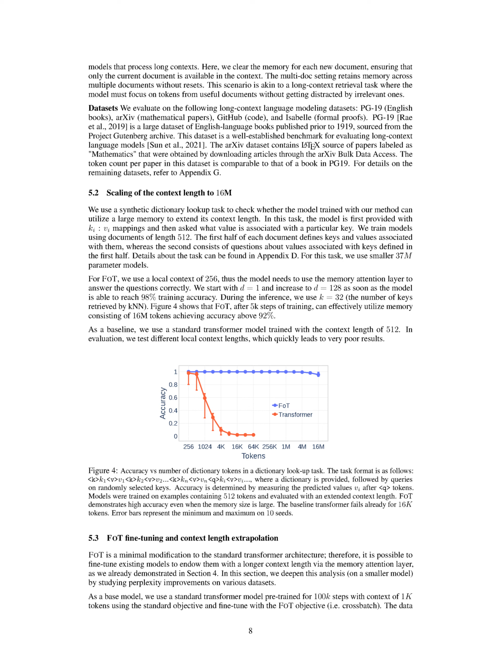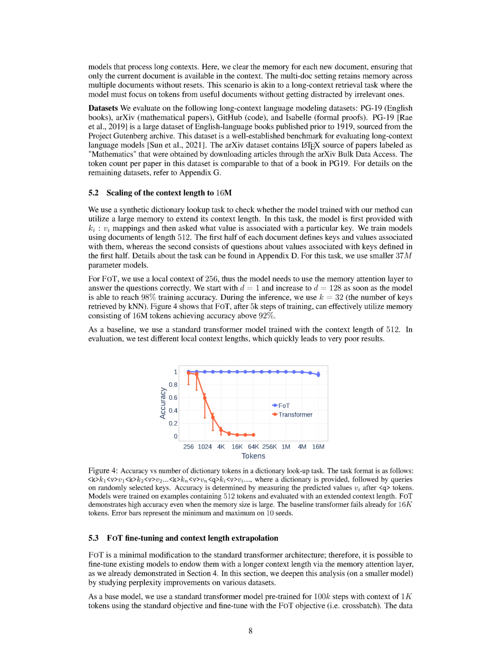We use smaller models with 37 million parameters for this task. For our method, known as FOD, we use a local context of 256, meaning the model needs to use the memory attention layer to answer the questions correctly. We start with a dimension of 1 and increase it to 128 once the model can achieve a training accuracy of 98%. During inference, we use 32 keys retrieved by the k-nearest neighbors algorithm. Our results show that after 5,000 training steps, FOD can effectively use a memory consisting of 16 million tokens and achieve an accuracy of over 92%.